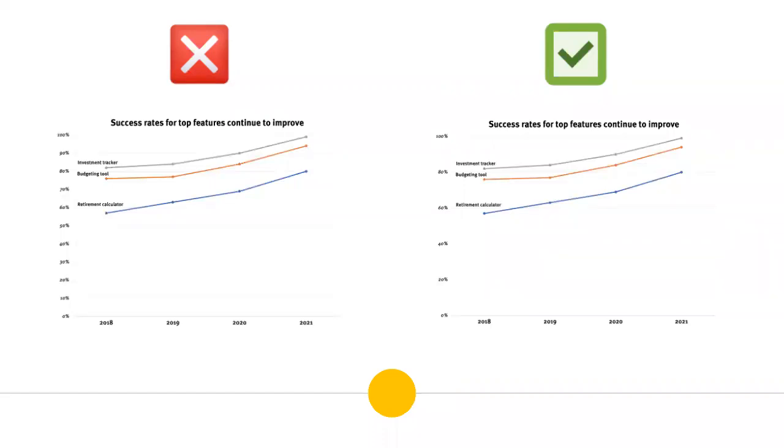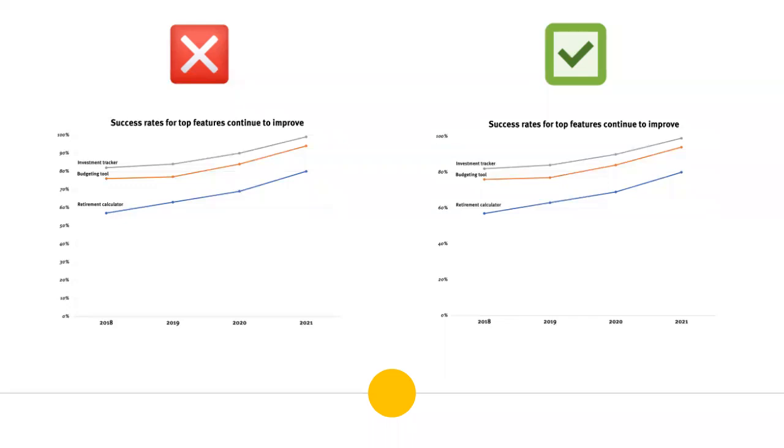And then here's another example of not having a legend and just putting the values straight onto the graph as well. And not having a y-axis label. Because we might wonder, what are these percentages on this side? Well, they're described in the title. It says success rates for top features continue to improve. And so we know that they are success rates, and now we know the context that they're success rates for top features.